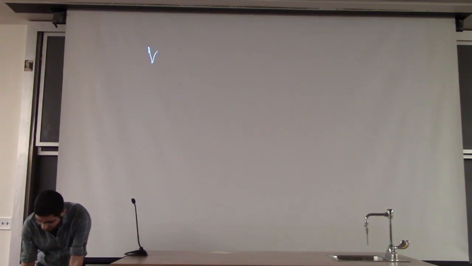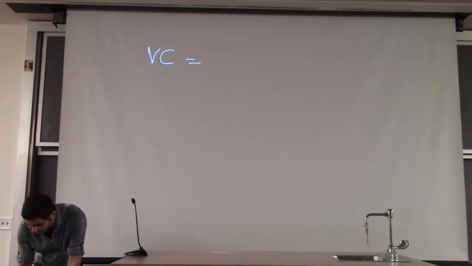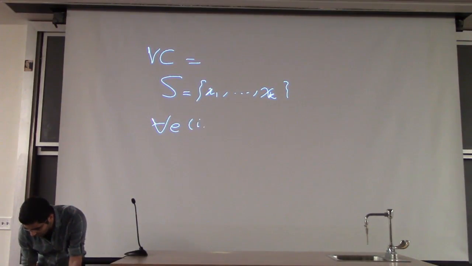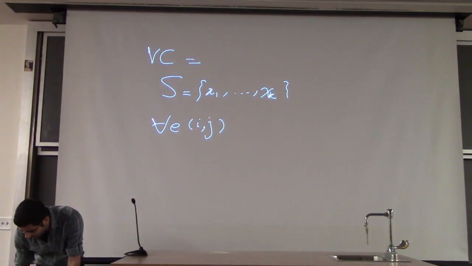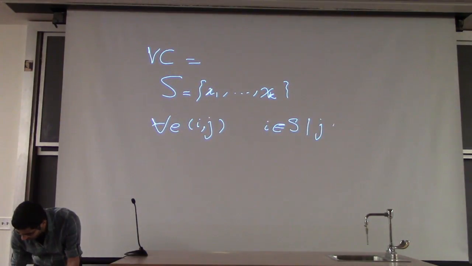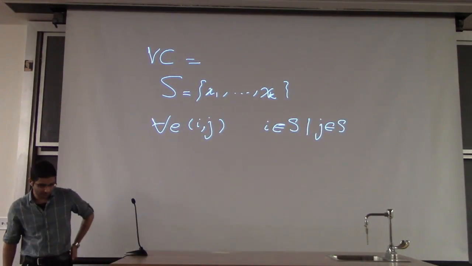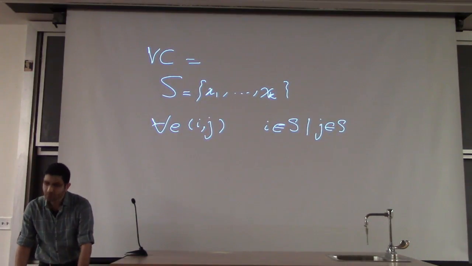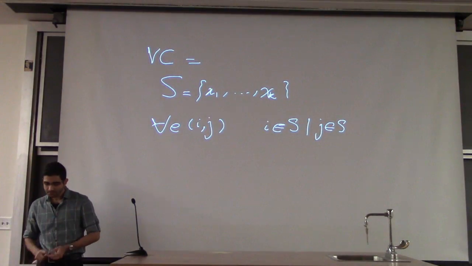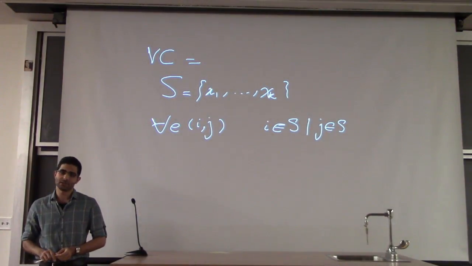Hello everyone, today we are going to talk about linear programming. So you have already seen two approximation algorithms for solving vertex cover. Again, vertex cover is a set of vertices S such that for every edge i and j, either i belongs to S or j belongs to S. So we are trying to find the minimum size of set S that covers all the edges.